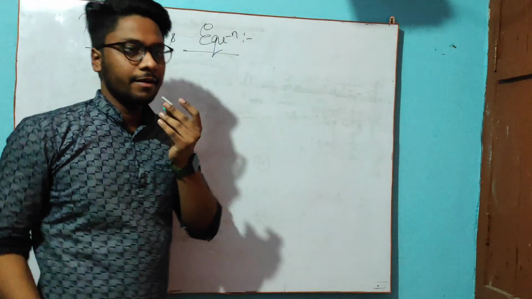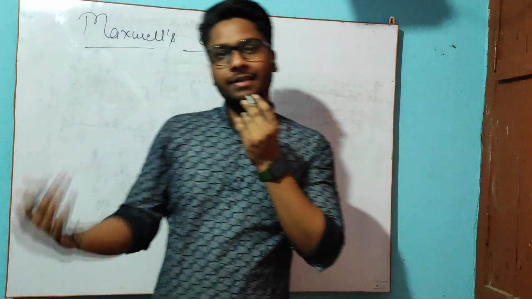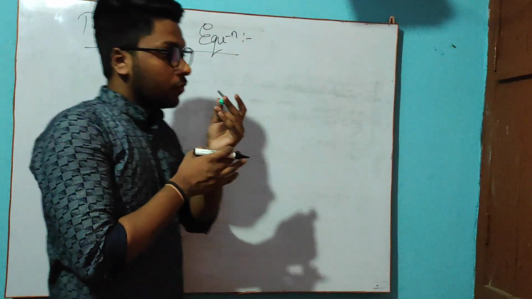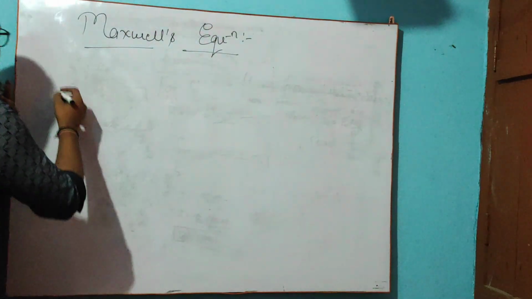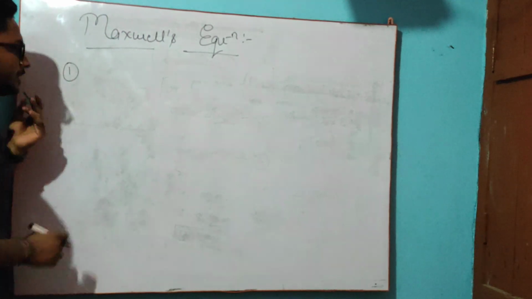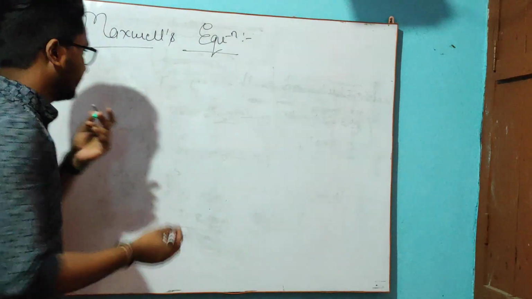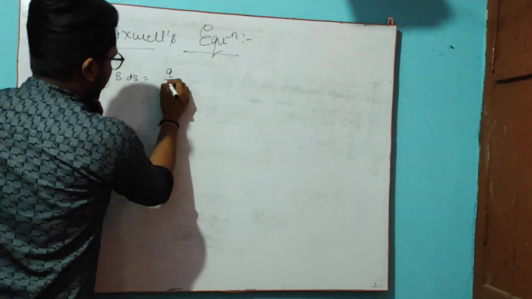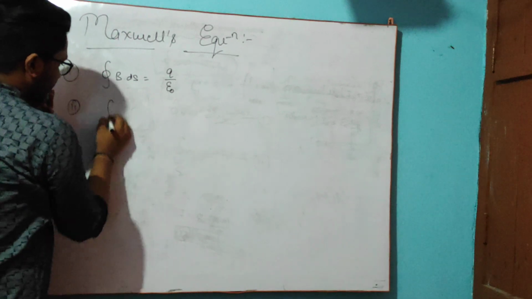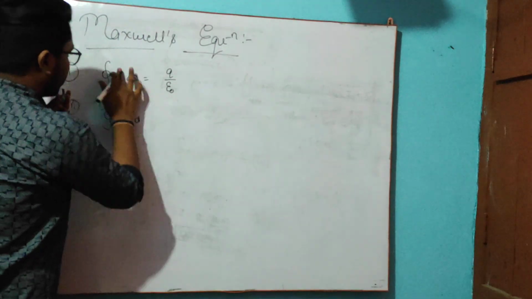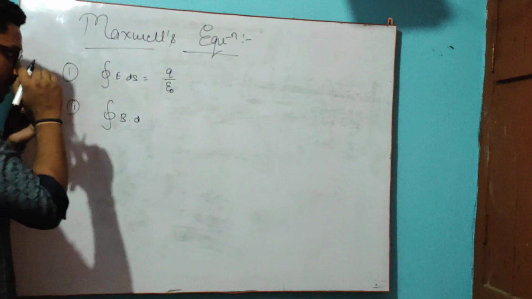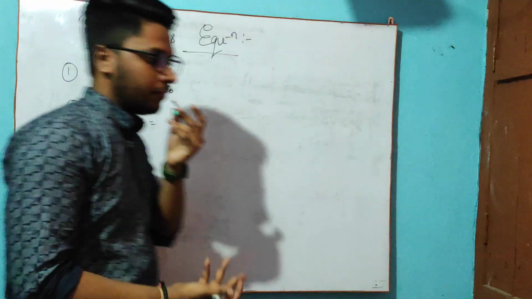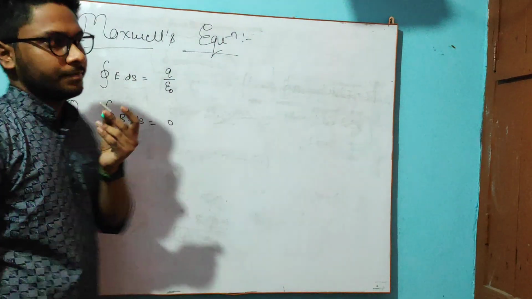Maxwell combined all the electrostatic equations, magnetism equations and induction equations to give his 4 Maxwell equations. Let's look at them one by one. First is Gauss's law of electrostatics, that is the closed surface integral of E dot ds is equal to Q upon epsilon naught. The second one is the closed surface integral of B dot ds is equal to 0, which shows that the divergence of the magnetic field is 0, that is, a monopole does not exist.